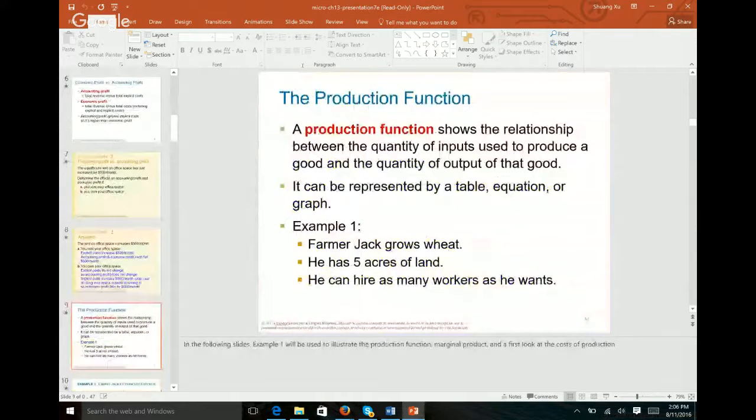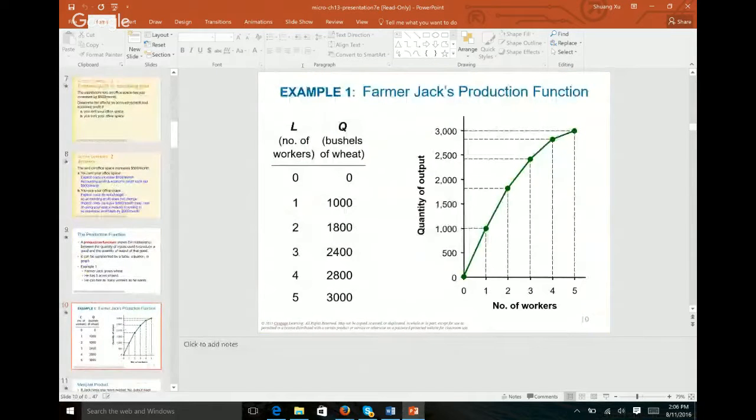The production function, I think there are a couple questions like this on your third test and also on the final. So make sure you know how to look at tables like this. We're given a table with the number of workers on the left and the number of production on the right. You need to know how to find the marginal output. The marginal output per worker is the difference between each level of production.